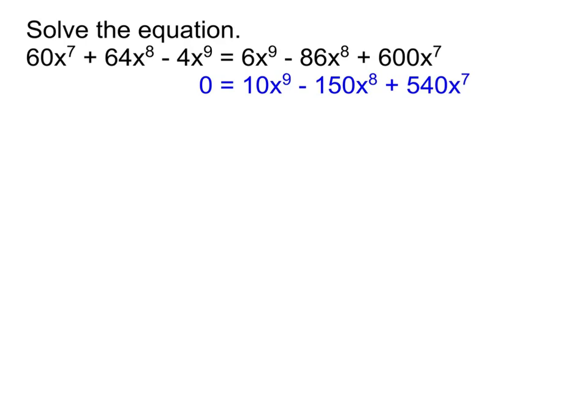So remember that as I move stuff over, the like terms are going to be going with the like terms. So for instance, when I move this 60x to the 7th over, I end up actually subtracting that from the 600x to the 7th over here. Then the 64x to the 8th came out of the negative 86x to the 8th. Remember, it's negative 86 minus 64 there. That's why we get the negative 150. And then, of course, the x to the 9ths go together. In this case, I'm adding the 4x to the 9th to both sides.